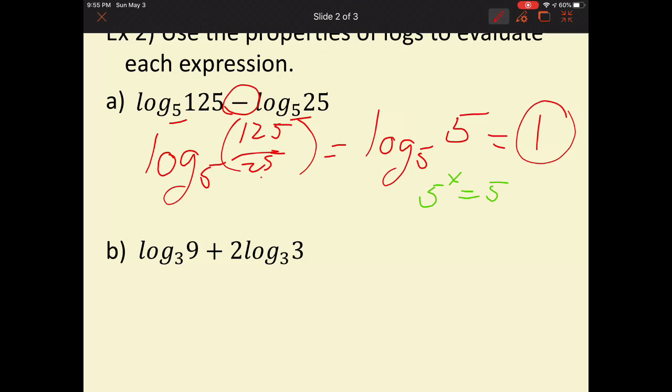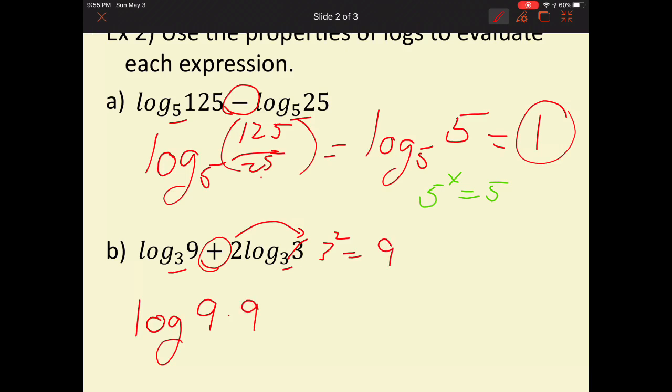Here's another one. Again, there's a plus sign and the bases are the same. So that's log of 9, right? So this is actually 3 squared, which is actually 9. So we get 9 times 9. Sorry, I forgot my log base 3, right? So this is log base 3 of 81, all right?